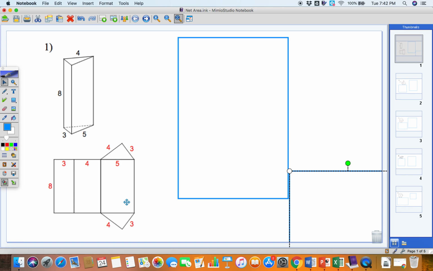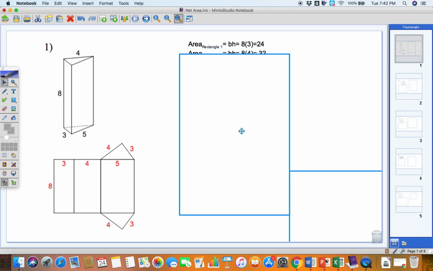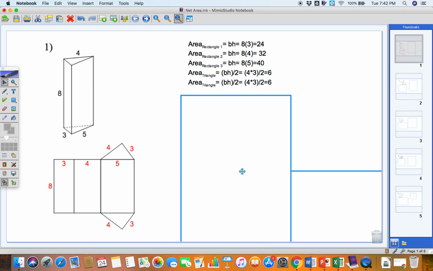The second thing that we want to do now is to find the area of each of the pieces. So we're going to start with the first rectangle. The area of a rectangle is base times height, which is 8 times 3, and that's this first rectangle here. So the area of this rectangle is 24 square units.